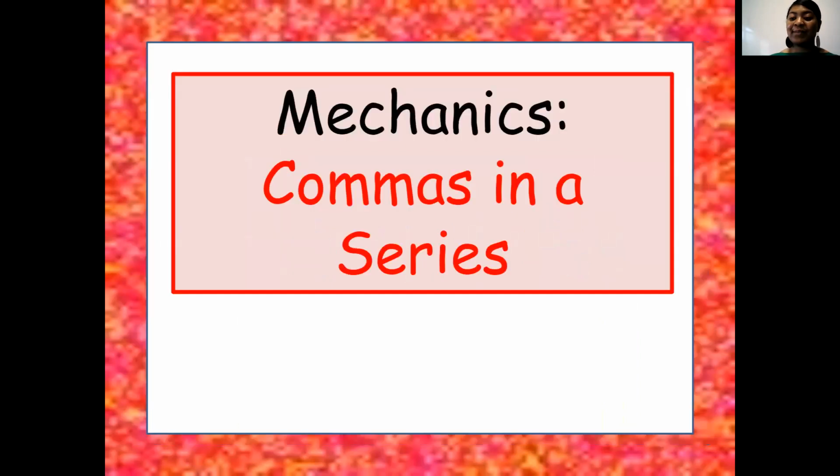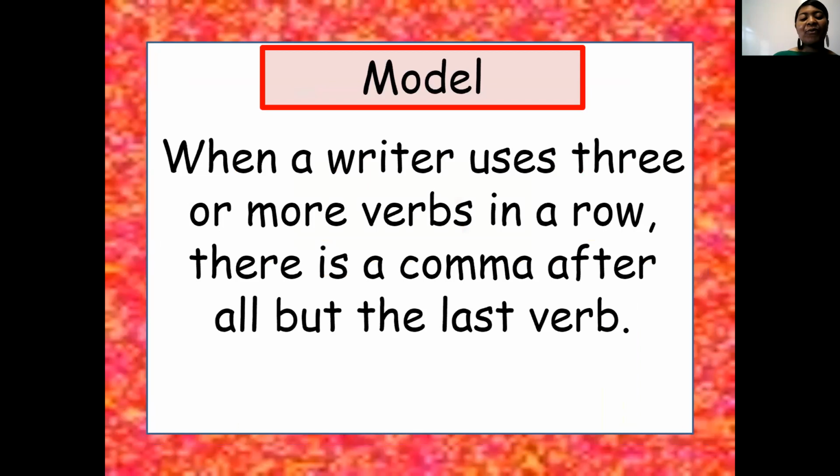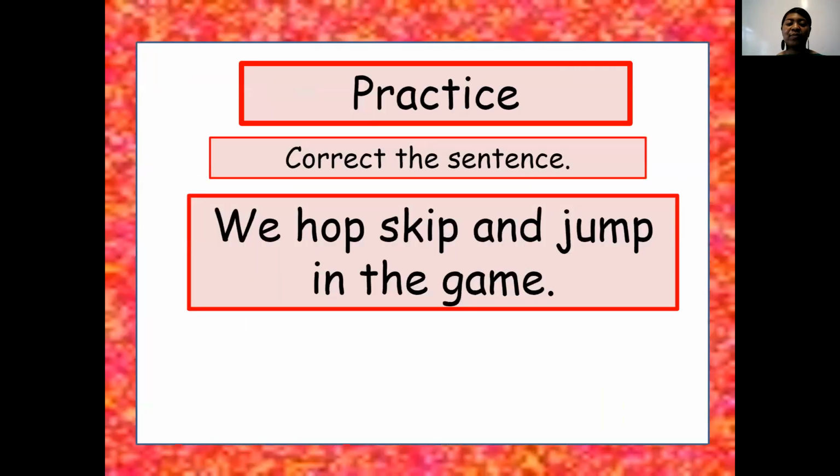All right, let's look at commas in a series. When a writer uses 3 or more verbs in a row, there is a comma after all but the last verb. Let's correct the sentence. We hop, skip, and jump in the game. They do 3 things, and we need some commas to identify what they are. We hop, skip, and jump in the game.